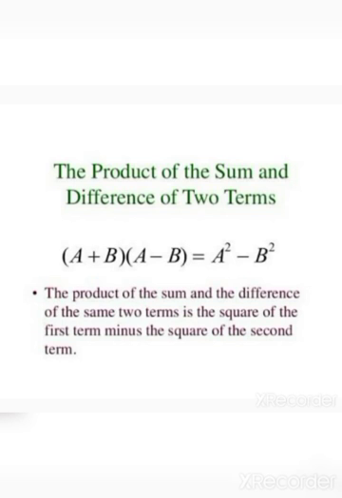The product of the sum and difference of two terms, that is a plus b multiplied with a minus b, is equal to a square minus b square. It means the product of the sum and the difference of the same two terms is the square of the first term minus the square of the second term.